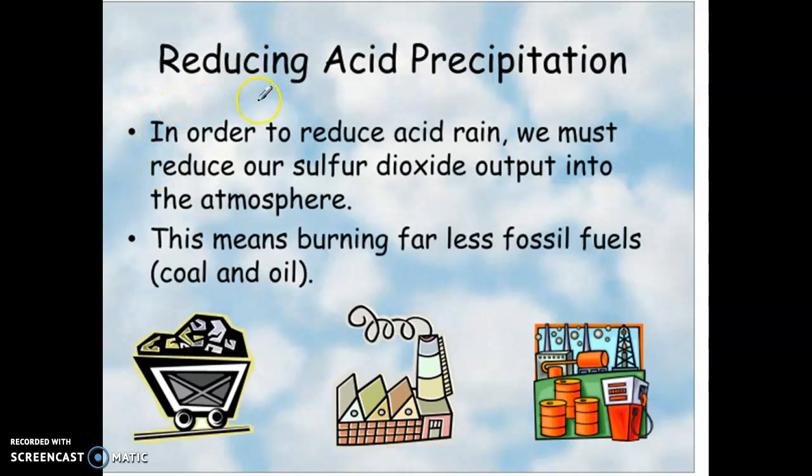So how can we reduce acid precipitation? The main thing that we can do is we have to use less fossil fuels. So less gasoline, less coal, less oil. Okay, so we have to reduce the amount of sulfur dioxide and nitrogen oxides that are entering into the atmosphere. So we can do that in many ways in real life, right?